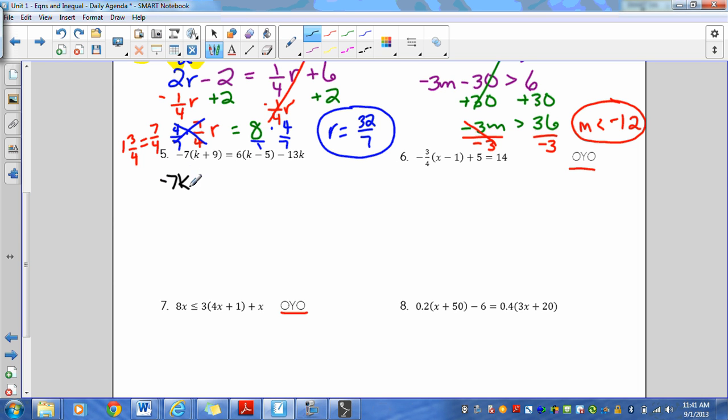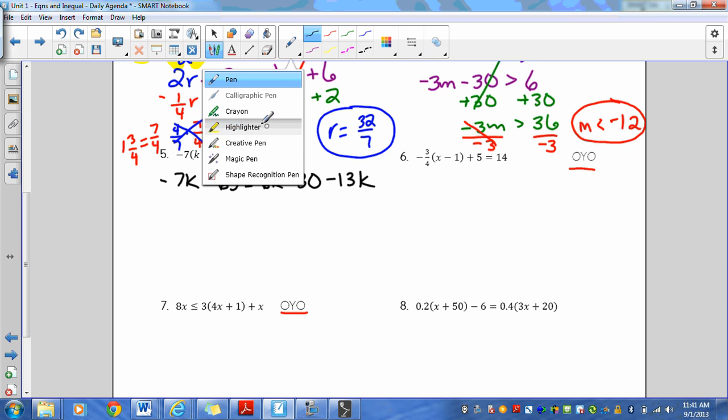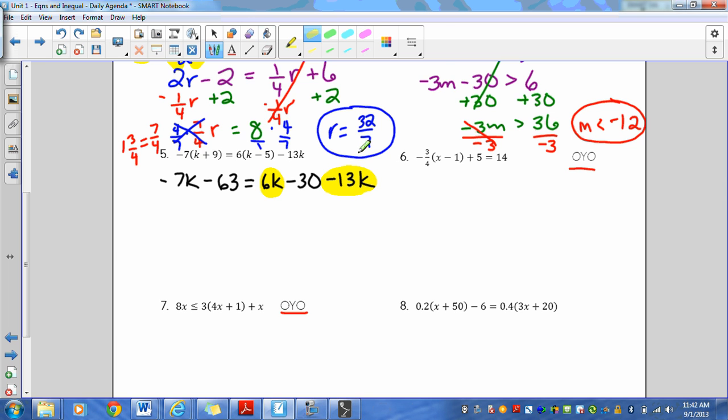You've got negative 7k minus 63 equals 6k minus 30. You do your distributing. Alright, and then you can do a little tiny bit of combining, not much, just the 6k and the negative 6k. And so you end up noticing that you get negative 7k minus 63 equals negative 7k minus 30. So they're not exactly the same like they were in number 2. They're close, but they have a difference. They have a negative 63 and they have a negative 30.